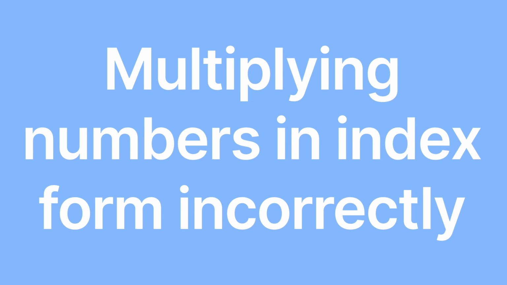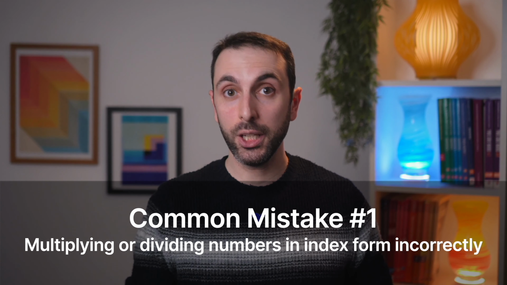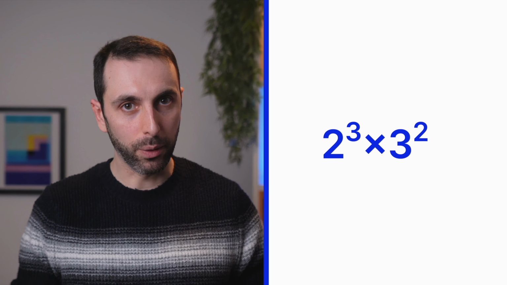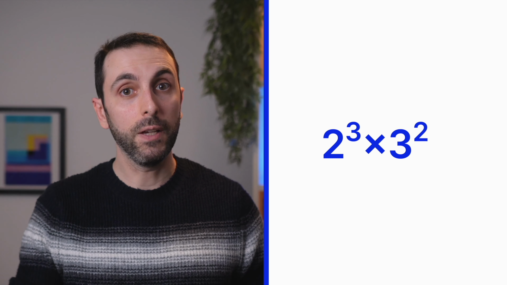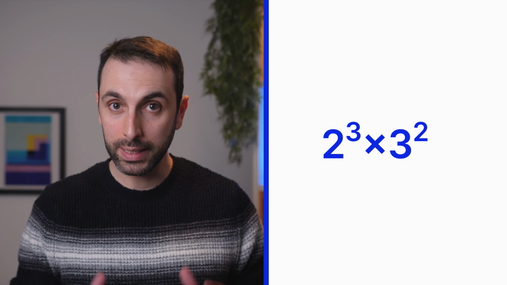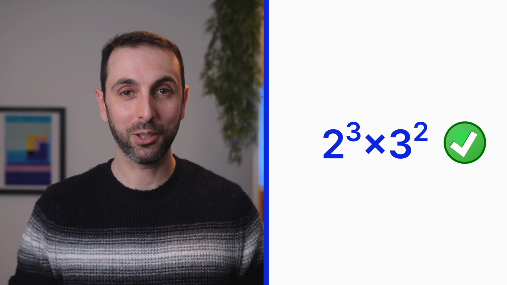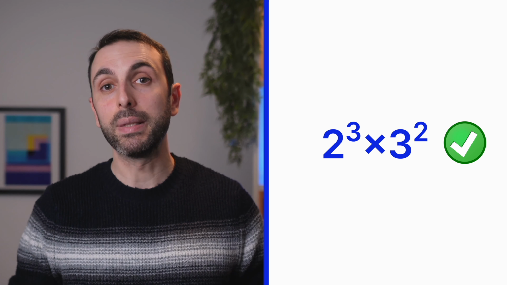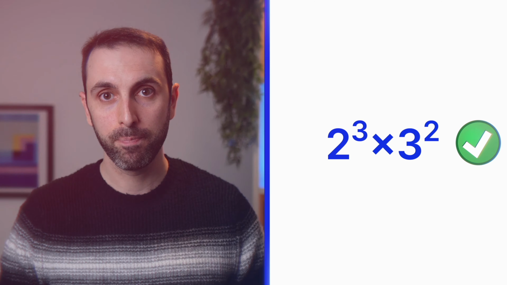Common mistake number 1. Multiplying or dividing numbers written in index form incorrectly. Let's look at 2 to the power of 3 multiplied by 3 to the power of 2. In this example, if you want the number in index form, then this is it. This is the answer in index form. No further action required. However, let's look at a classic mistake that students make.